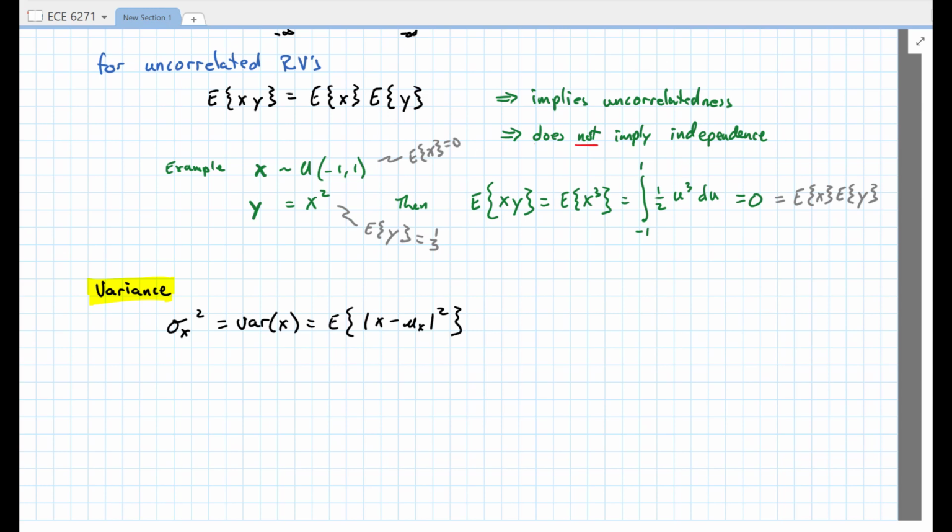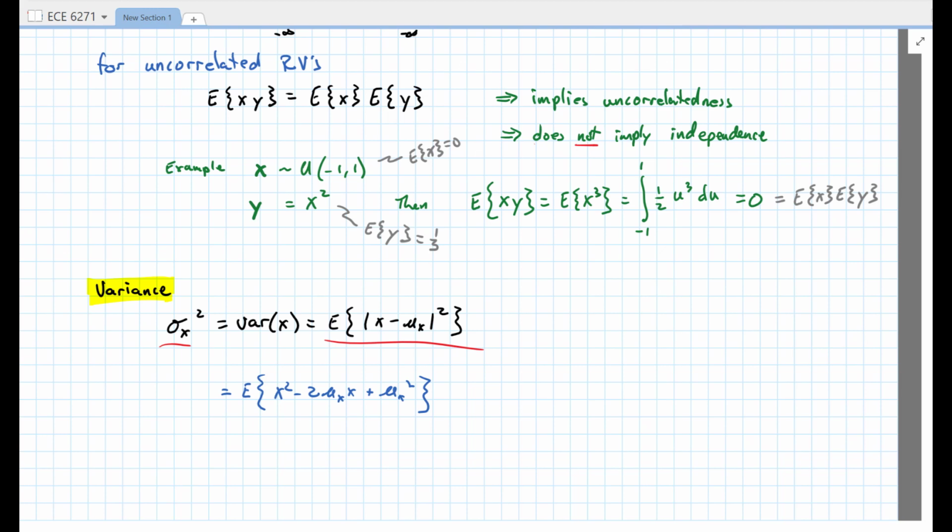So the variance is basically how much we expect our variable to deviate from the mean value. And so here's the definition. But it's also good to note that we can expand this out to be equal to the expected value of x squared minus 2 mu x x plus mu x squared.